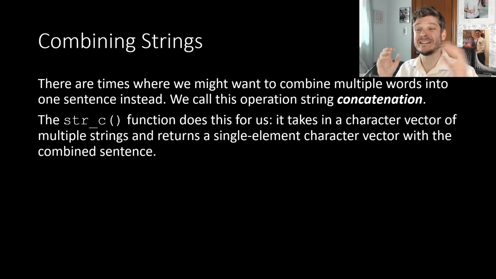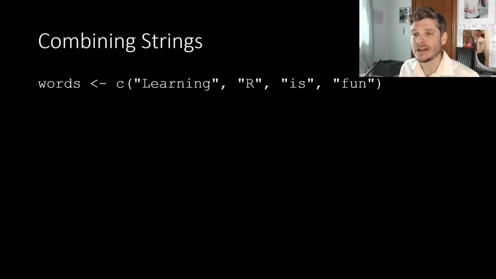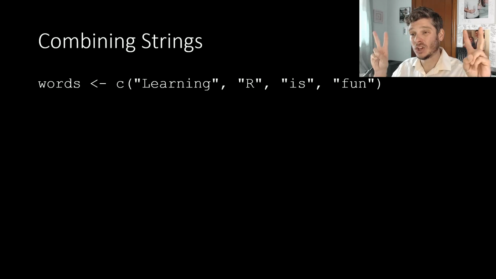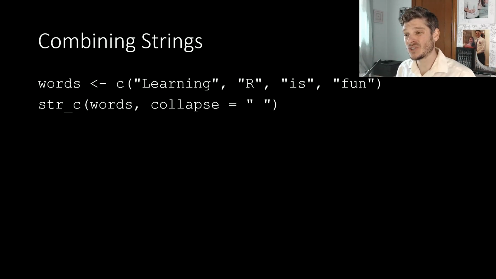So you would take a vector that has multiple elements, where each element is its own string, and we can combine them all into one single element or one single character vector. So let's take a quick example. Let's say I have now a vector called words where my vector is made up of 4 different strings: learning, R, is, fun. So 4 elements. If I want to put them all together into one sentence, I use that string C function.